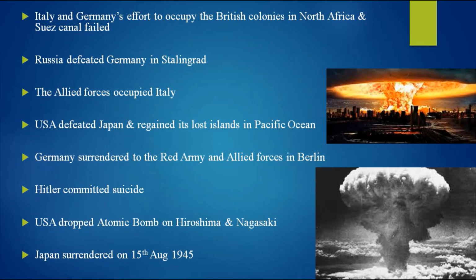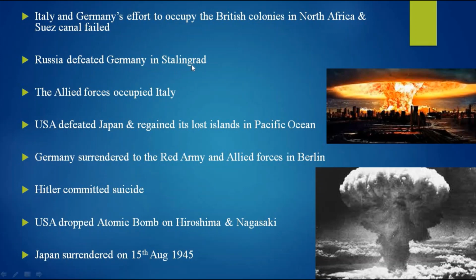In the First World War, German submarines destroyed the English ship Lusitania, which was the cause for the entry of the USA. And here, Japan's aerial attack on Pearl Harbor is the reason. Yes, Italy and Germany's effort to occupy the British colonies in North Africa and the Suez Canal failed. They wanted to attack British colonies. But Japan on this side just observed; with the help of Japan, Subhash Chandra Bose attacked India. India was a colony of England.